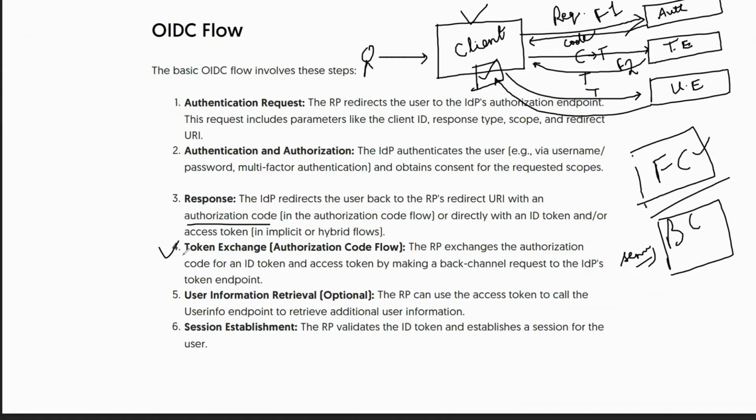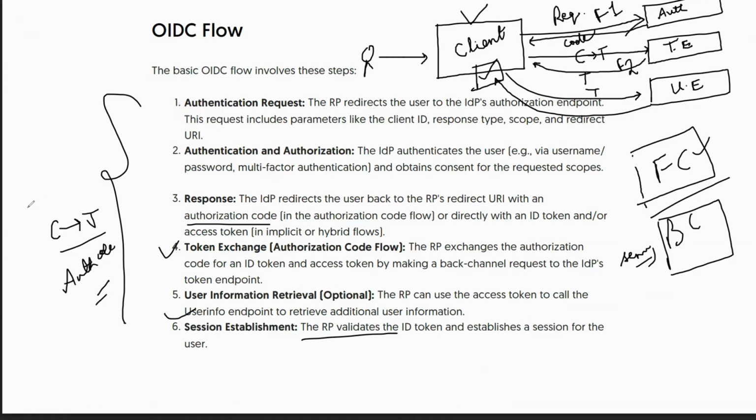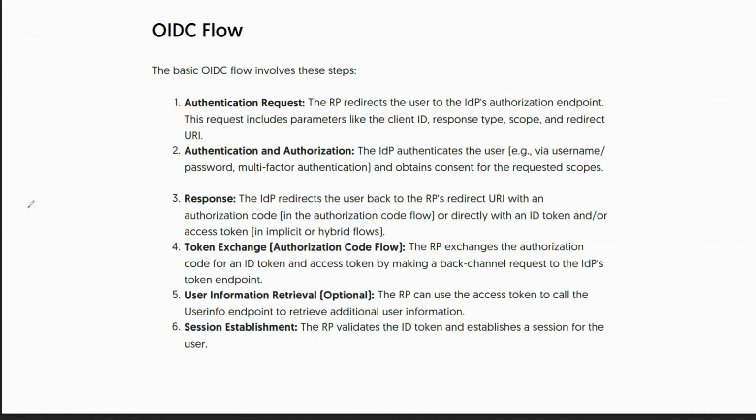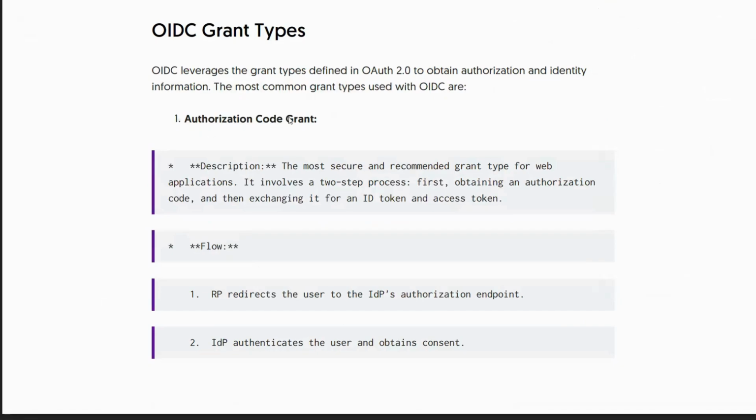Okay. So then this exchange happens. For user information, the relying party can use the access token to call the user info endpoint to retrieve additional user information. And then the RP validates the ID token and establishes a session, which is this one. So this is the basic flow. And this flow or grant type, where there is a code to token exchange, is called the authorization code flow. There are basically four types of flows. The first is the authorization code grant.